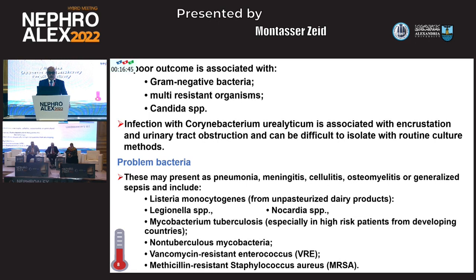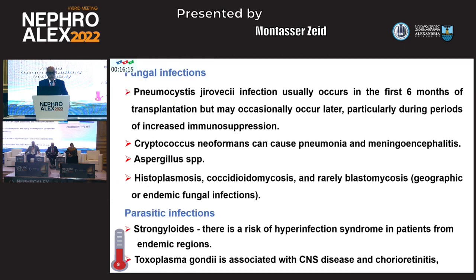Infection with Corynebacterium urealyticum is associated with incrustation and urinary tract obstruction and can be difficult to isolate with routine culture methods. Listeria monocytogenes, Legionella, Mycobacterium tuberculosis, non-tuberculous mycobacteria, vancomycin-resistant enterococci, and methicillin-resistant Staph aureus are among problem bacteria which may present as pneumonia, meningitis, cellulitis, osteomyelitis, or generalized sepsis.